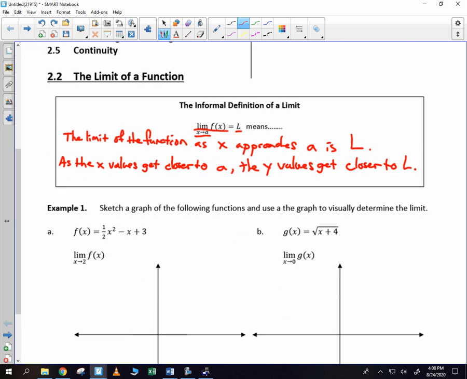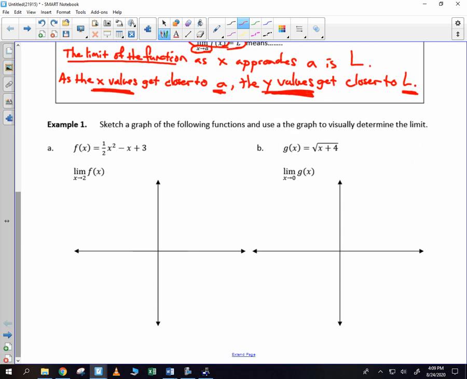And so as we see this notation, the limit of f of x is equal to L as x approaches a, what it means is this. The limit of the function as x approaches a is L. What that means for us is as x values get closer to a, being some number, then the y values get closer to another number. And we call that number L, or the limit. We're going to give you some examples here. We've got some very basic examples to start.